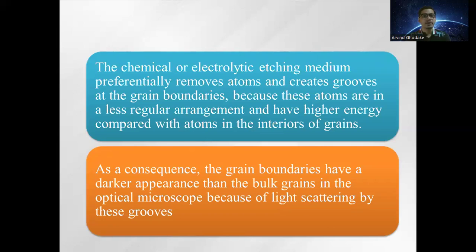The chemical or electrolytic etching medium preferentially removes atoms and creates grooves at the grain boundaries, because these atoms are in a less regular arrangement and have a higher energy compared with atoms in the interior of the grains. As a consequence, the grain boundaries have a darker appearance than the bulk grains in the optical microscope because of light scattering by these grooves.